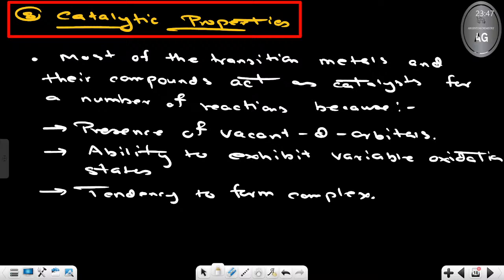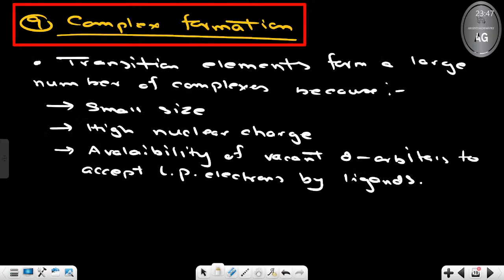Clear? This is the reason why complex formation is necessary for catalytic properties. Okay, not only complex, any other unstable product if it is forming is going to act as a catalyst for that. Okay, next, complex formation. Why do d block elements form complexes? First reason is smaller size. The size of the d block elements is small.